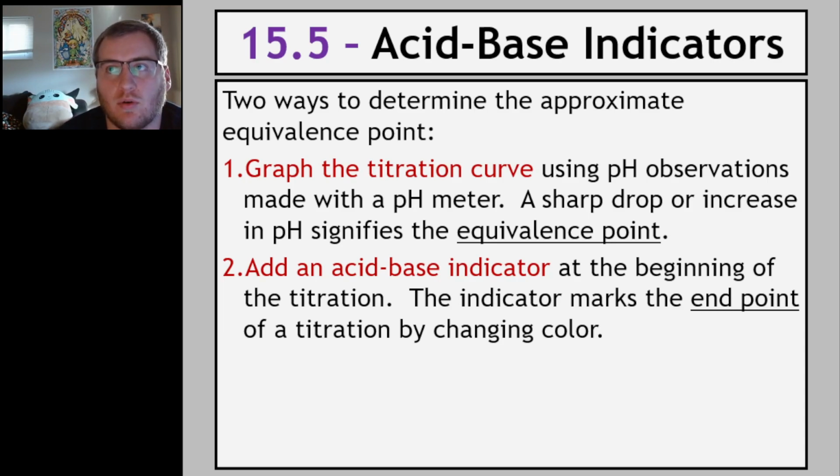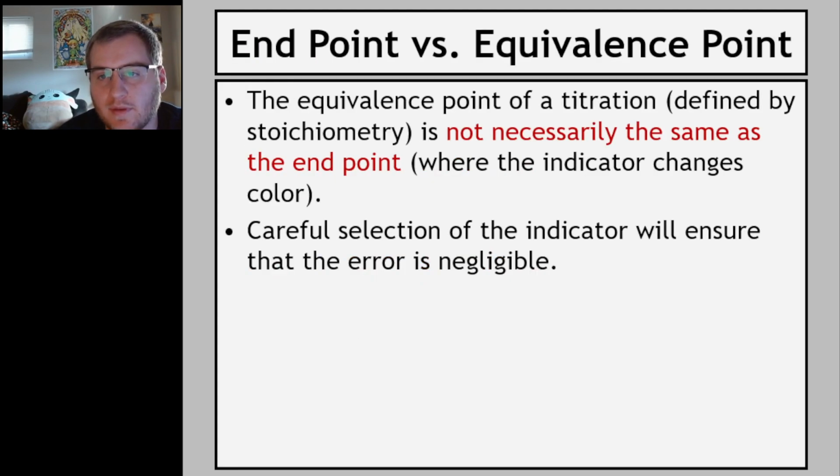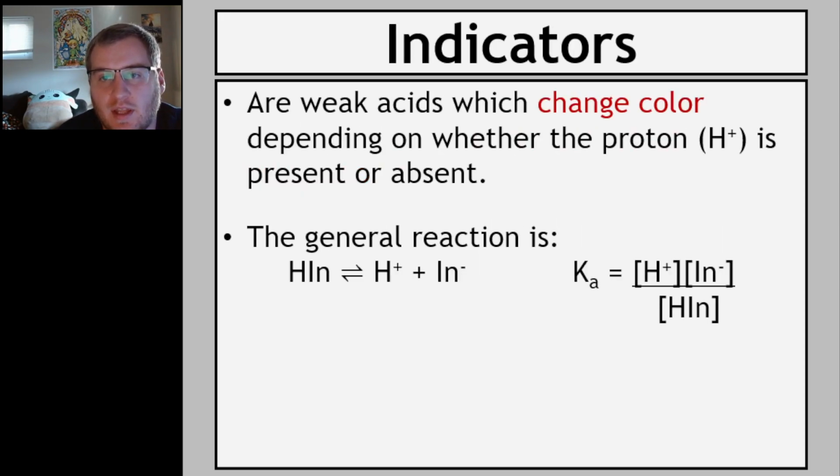When the indicator changes color, that marks that the endpoint of the titration has been reached. The equivalence point of a titration, defined by stoichiometry, is not necessarily the same as the endpoint. The equivalence point is kind of like the true endpoint, where the moles of one equal the moles of the other, if everything went perfect and all your math was exactly right. And then the endpoint is actually going to be a little bit after that, when the indicator changes color. So the endpoint is usually a little bit past the equivalence point. Carefully choose which indicator to ensure that error is negligible.